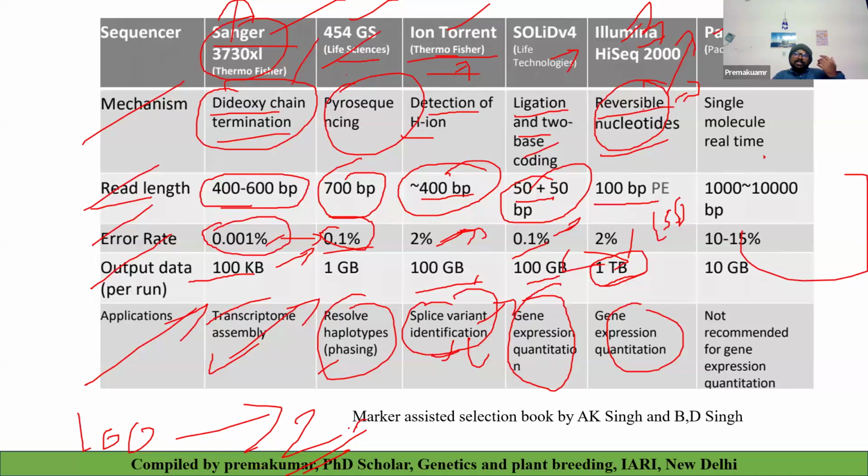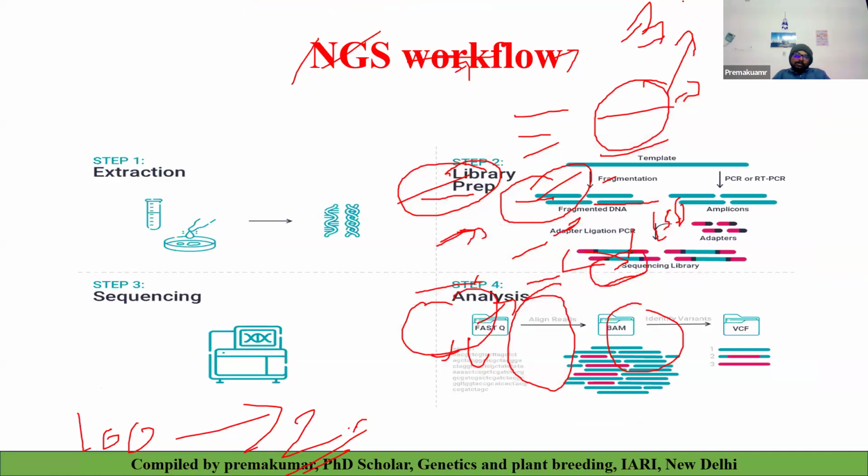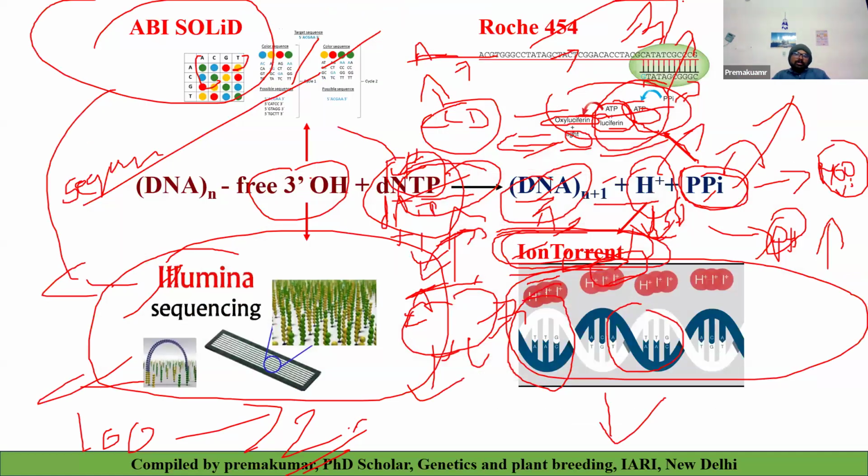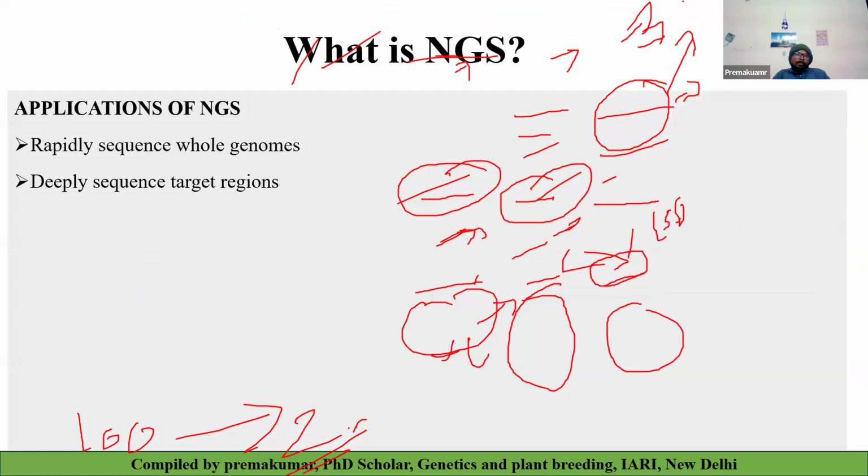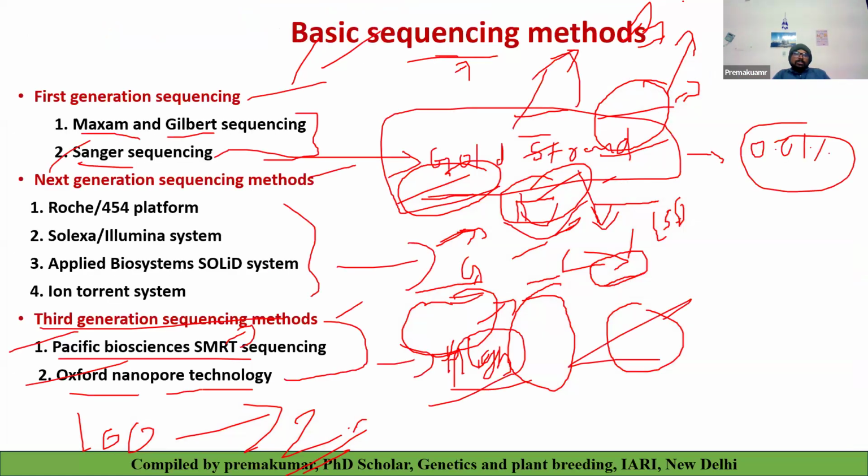Then third generation sequencing. For example, in NGS, what will happen? We generate smaller reads. See the read length: 50, 100, 400. But when we were sequencing a eukaryotic genome, we were getting so many gaps.